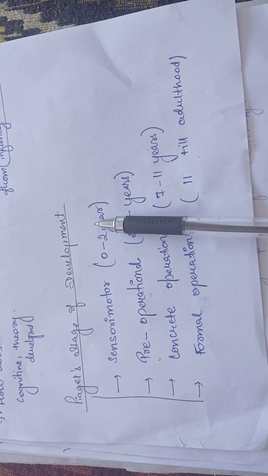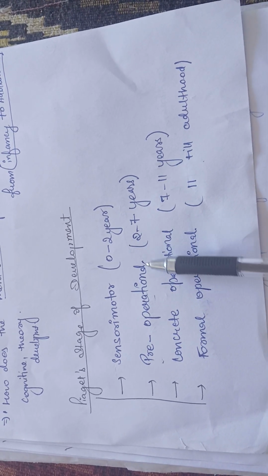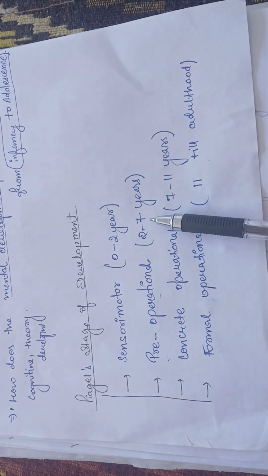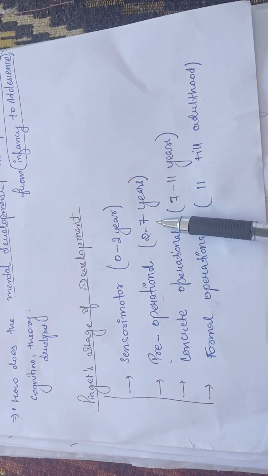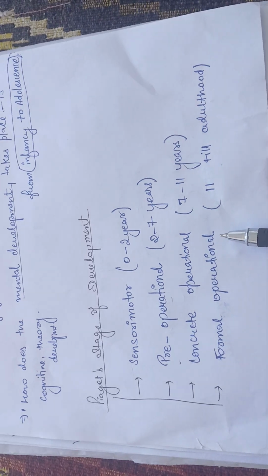Piaget's stages of development, four stages: sensorimotor 0 to 2 years, pre-operational 2 to 7 years, concrete operational 7 to 11 years, and formal operational 11 years onwards.